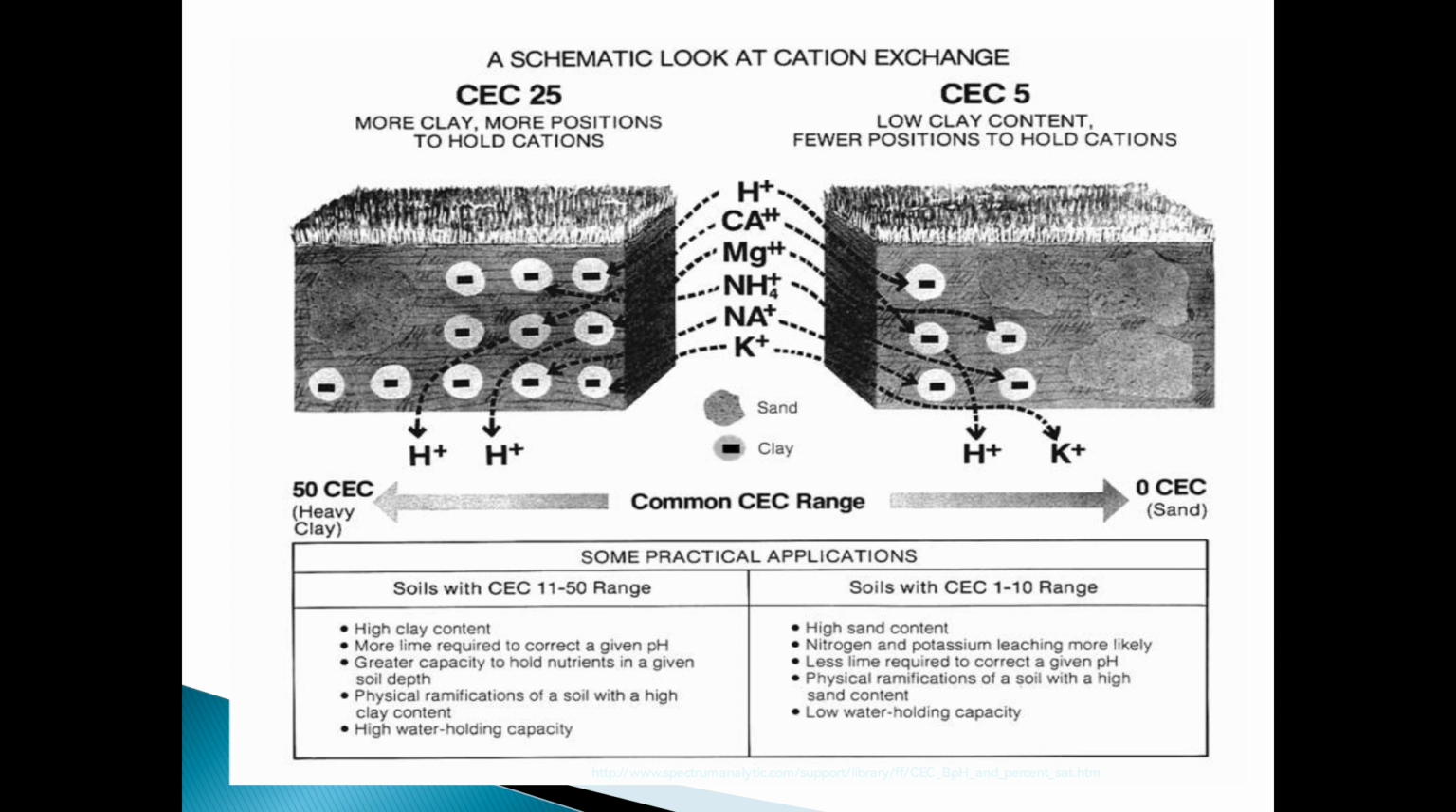On the other hand, soils with CEC ranging from 1 to 10 have high sand content. The nitrogen and the potassium leach more likely. There will be less lime required to correct a given pH. There will be a physical ramification of a soil with a high sand content, and it has a low water holding capacity.